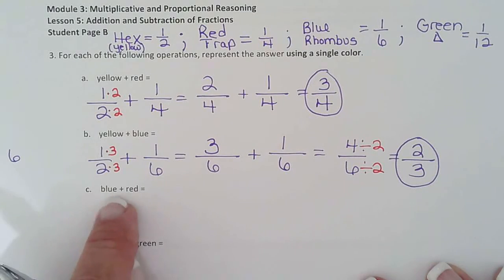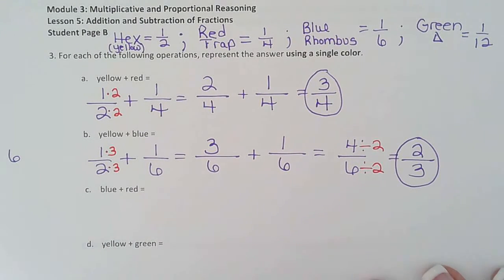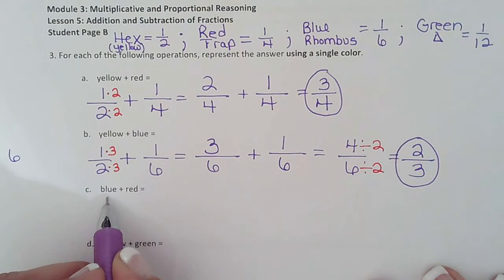Same thing again, blue plus red. So how about you guys shut off the video and do C and D? Because the next 3 after that are a little bit tougher. So I would say shut off the video right now and you try those 2 on your own. Okay.